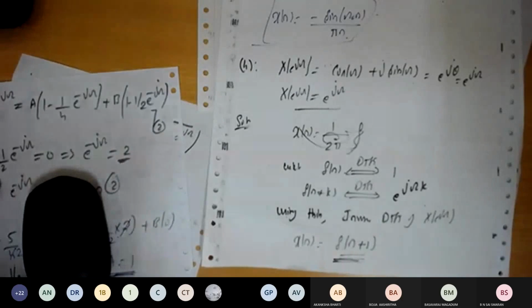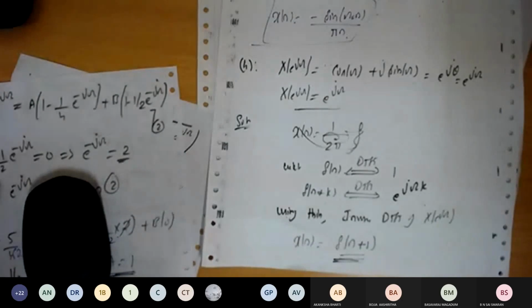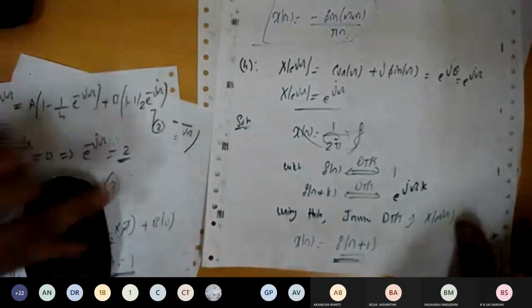Done. So we got this one. Any doubts in this one? Like this, by applying the general terms, we can find it. I'll take the next one.